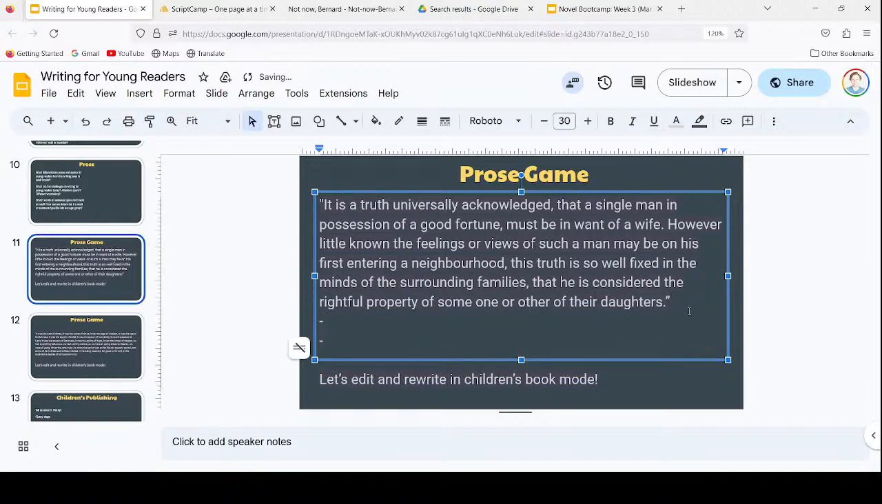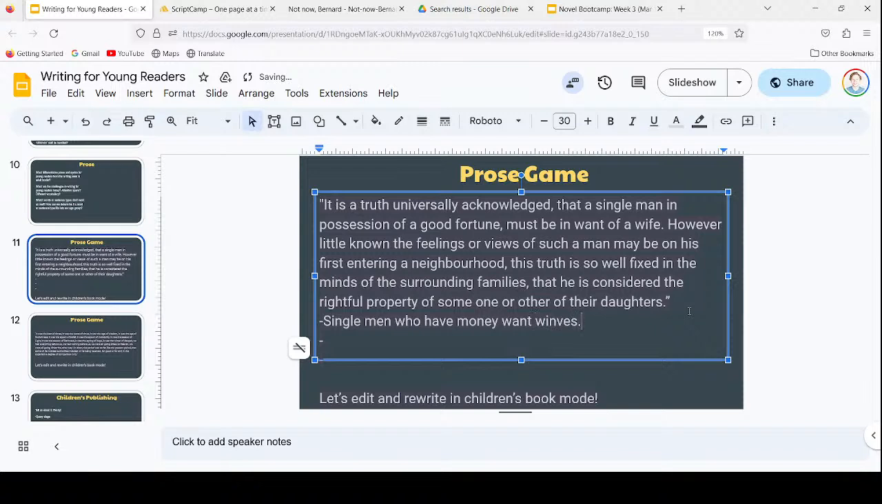Yeah. Maybe let's break down what specifically it's saying. So, single men who have money want wives. That's the first point. The second point is, however little known the feelings or views of such a man may be. So it doesn't matter what the feelings or views of such a man are, or exactly where he comes from. The fact that he is rich and wants a wife is enough. This is complicated, isn't it? He's considered the rightful property of different families' daughters. So lots of girls will want to marry him too.